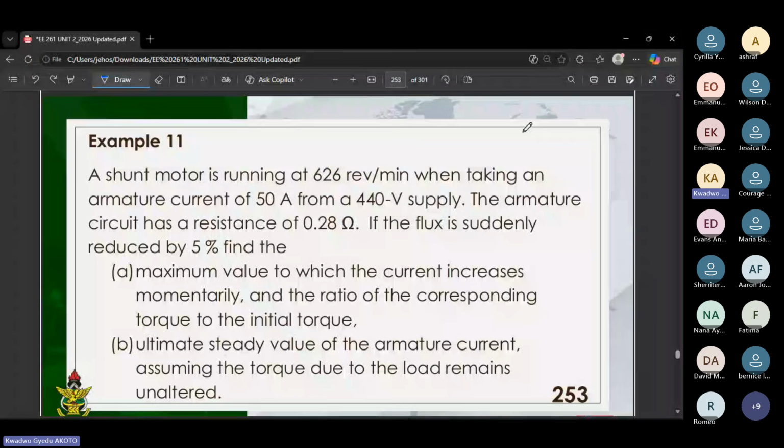This is going to be on DC motors, right? DC motors. So we are starting with example 11 from the slides.